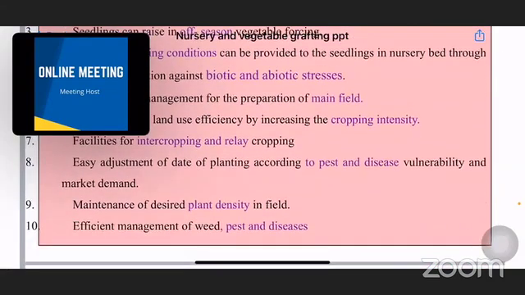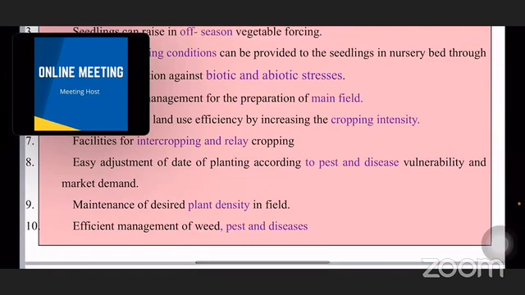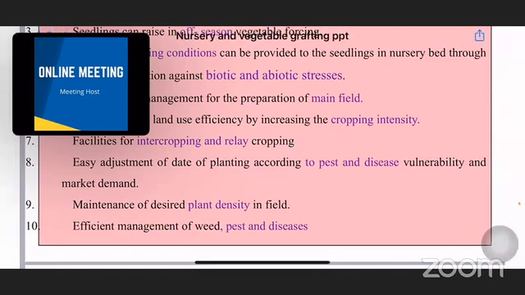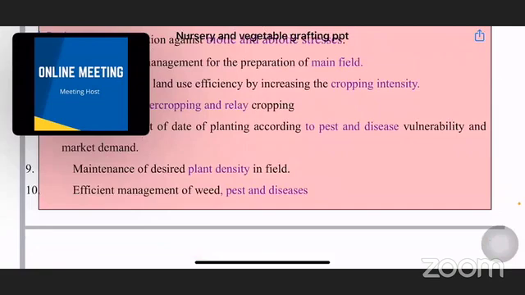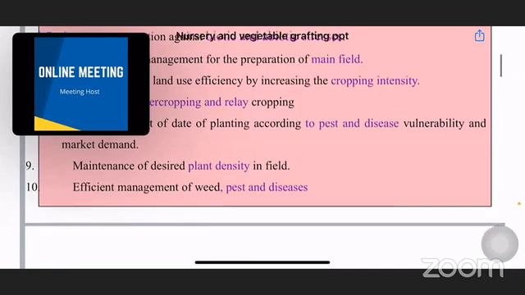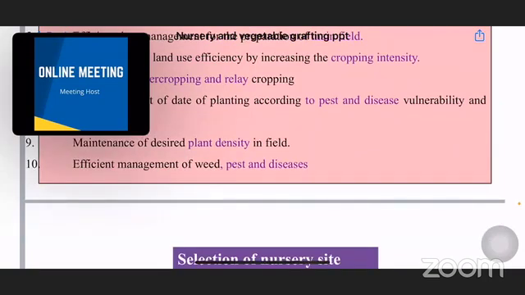Then we can also adjust the date of planting, like which date, which month, so that we can control the pests and diseases, and we can also meet the market demand. Then it also helps to maintain the desired plant density. For example, per acre this many plants are required, so that many plants only we can grow in the nursery. Then we can also manage weeds, pests, and diseases efficiently.